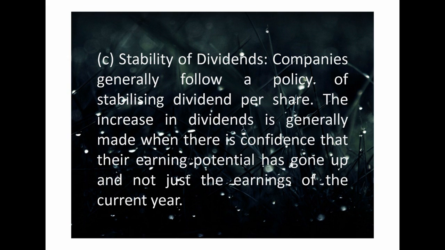In other words, the dividend per share is not altered if the change in earning is small or seen to be temporary in nature. So you might have understood. A company generally follows a policy of stabilizing dividend per share. The increase in dividend is generally made when there is confidence that earning potential has gone up.